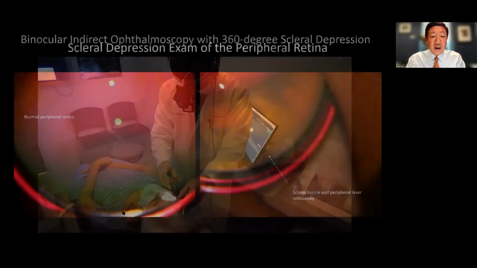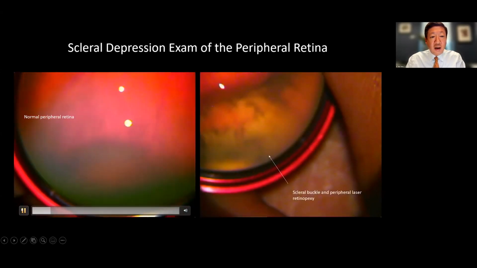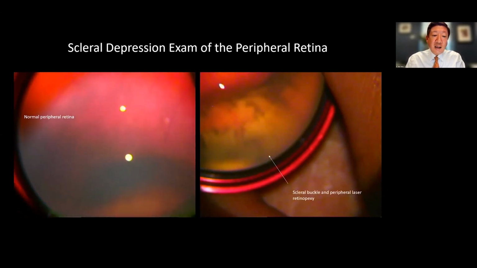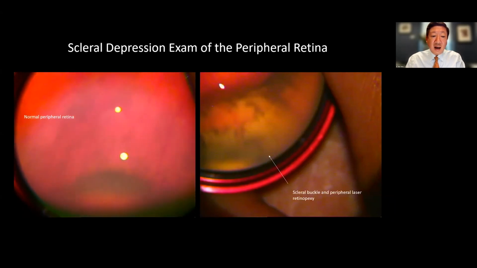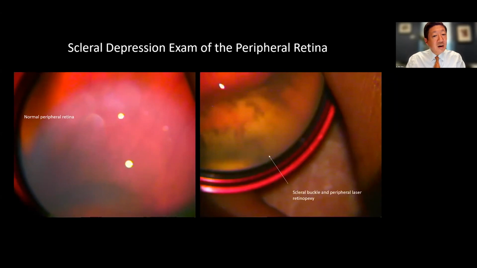So what would this look like? Well, here's an examination of scleral depression of the normal peripheral retina. I'm depressing through the eyelid onto the eye itself, and by indenting the eye with dynamic movement, a small flap that may be nearly flat will become raised. It will pop up as you do that.